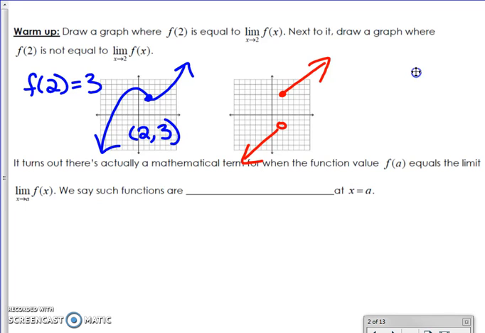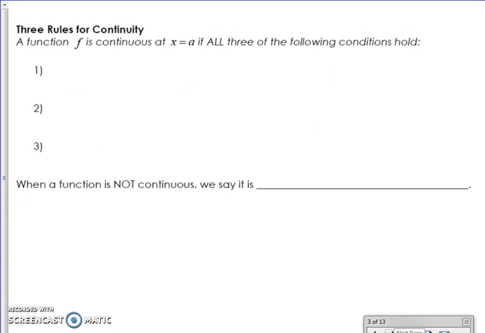So it turns out there's actually a mathematical term for a function when they are the same. If when you evaluate the function, it's the same thing as the limit, we say that that would be continuous, okay? And continuity is going to be important. A lot of times they will ask you what it takes for something to be continuous. So there are 3 main rules for continuity. You will need to know these. So absolutely write these down, put a star next to them, do whatever you need to do to let yourself know that these are important.